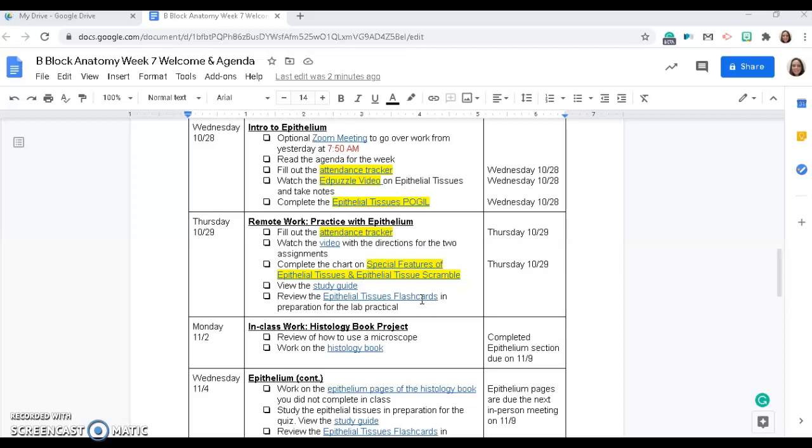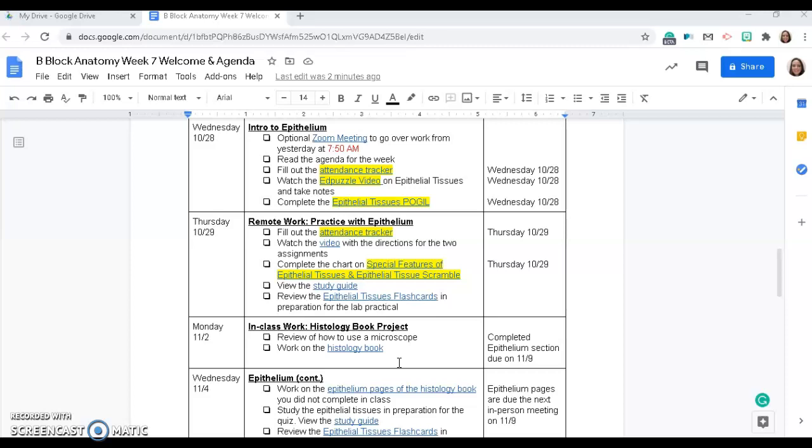In class, we're going to get started on our histology book project. This is going to be a long-term project all about the different tissues. We'll review how to use a microscope, and we'll work on the histology book. And the histology book has a virtual microscope too.